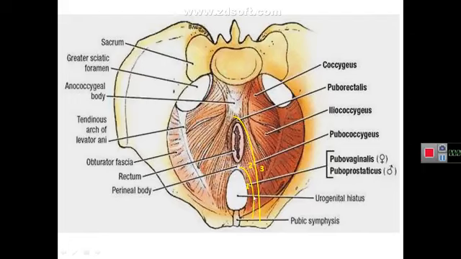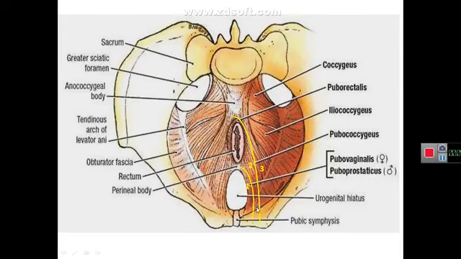It's named pubovaginalis because contraction of this muscle has a clinical significance: it produces contraction of the vagina during orgasm. While in male it is called puboprostaticus as it supports the prostate. It originates from the back of the medial half of the body of pubis and is inserted into the perineal body. This is the first part of pubococcygeus.